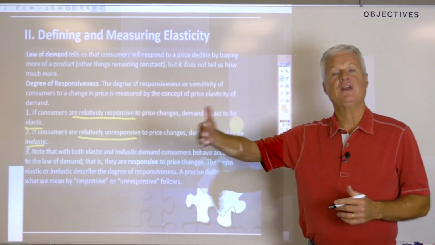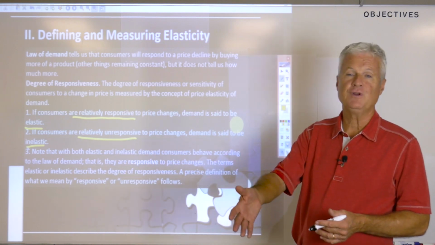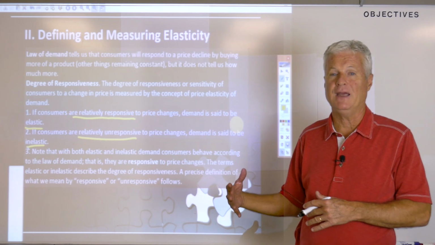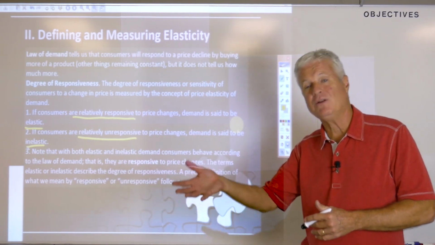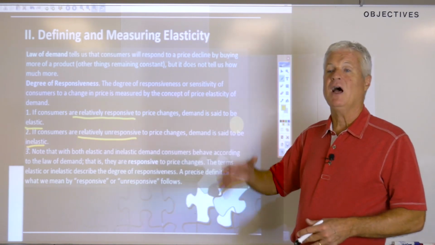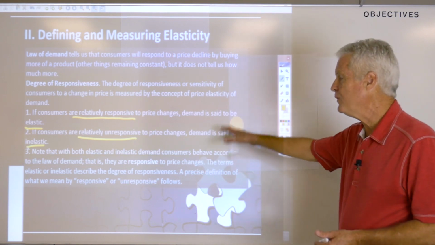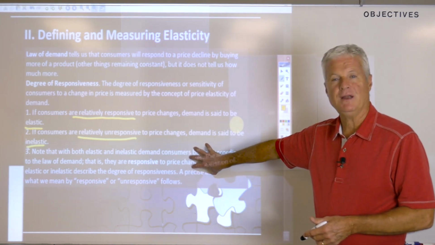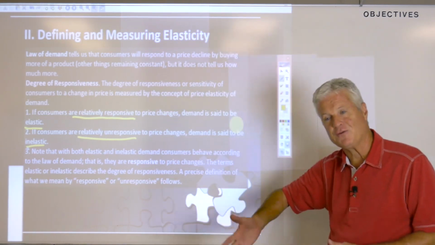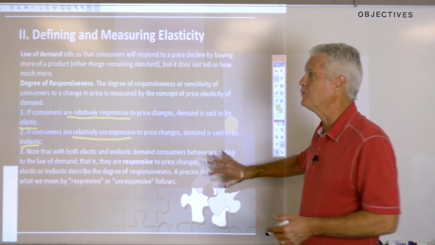Inelastic, relatively unresponsive. For instance, if I like eggs and eggs go from $2 to $2.50 or even $3 a dozen, I'm probably still buying eggs in about the same amount, maybe a little less. Whereas other items, if they got more expensive, I might buy substantially less. In both cases, we respond based on the law of demand. What's different is how much we respond. Do we respond a lot or a little? That's what we're talking about now.